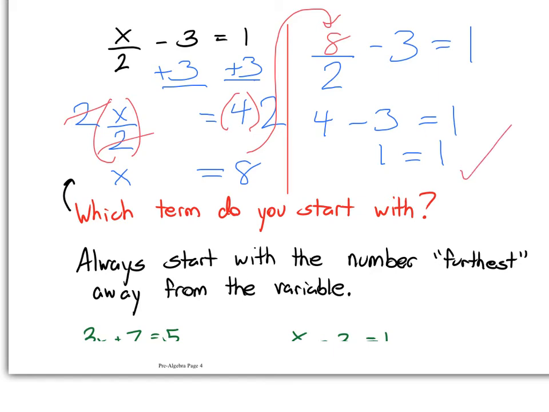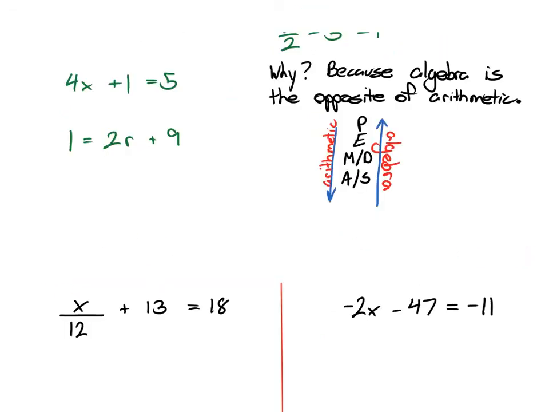In other words, when you check your work and you get a true statement, 1 does equal 1. The only number that 1 equals is 1. You know you got it right. The correct solution is x is equal to 8, and we know we got it right. Remember, always start with the number furthest away from the variable.